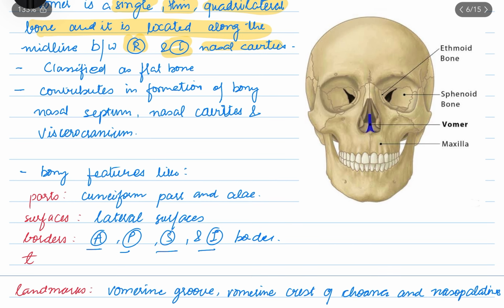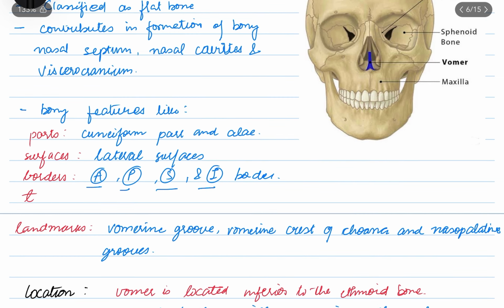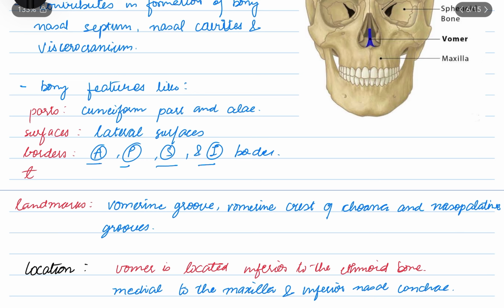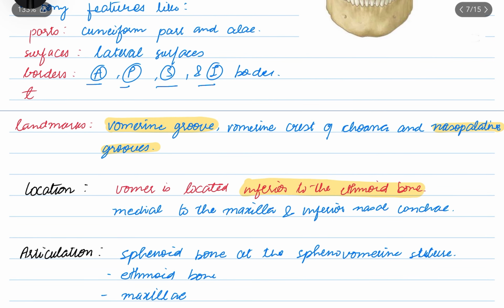It belongs to the viscerocranium. Its bony features include the cuneiform part and alae. Surfaces include the lateral surface. Borders are the anterior, posterior, superior and inferior borders. Landmarks include the vomerine grooves, vomerine crest and nasopalatine grooves. Now the location of the vomer bone: it is located inferior to the ethmoid bone and medial to the maxilla and inferior nasal conchae.